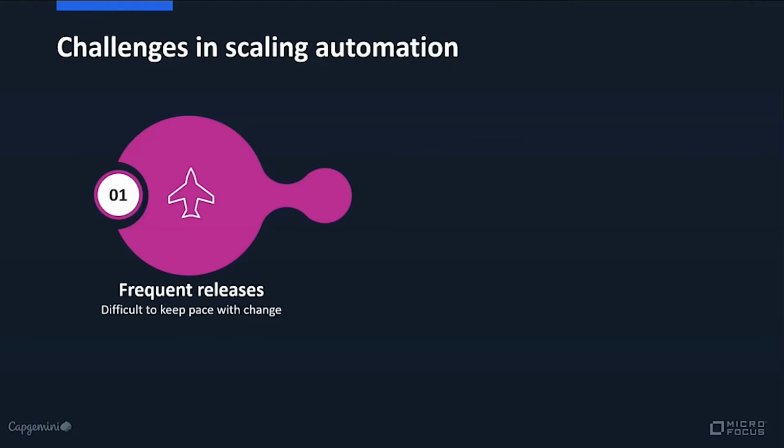The problem for the QA team with this is that it's difficult to keep pace with this change, because any changes introduced into the application can easily break automation. We will see as we progress with the discussion how we are addressing this challenge.